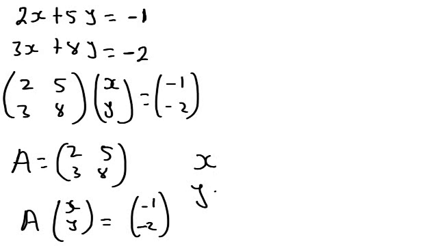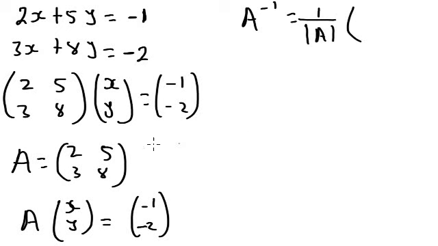So our goal is to determine A inverse. So what would be A inverse? A inverse will be 1 divided by its determinant, then multiplied by this matrix. What matrix will it be? That will be 8, 2, -5, -3.